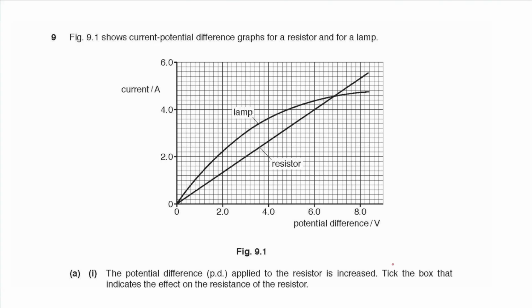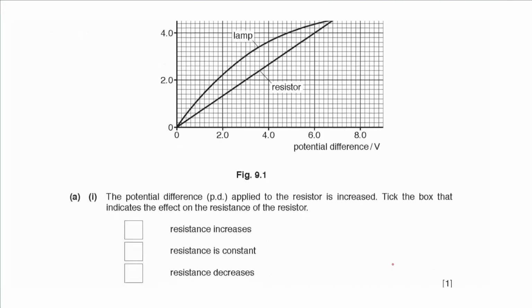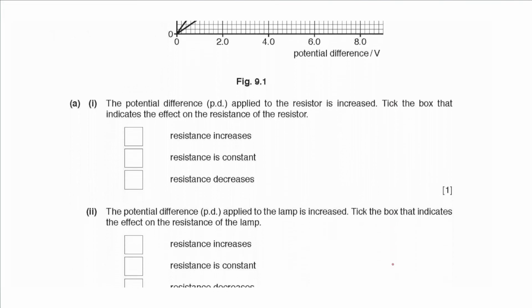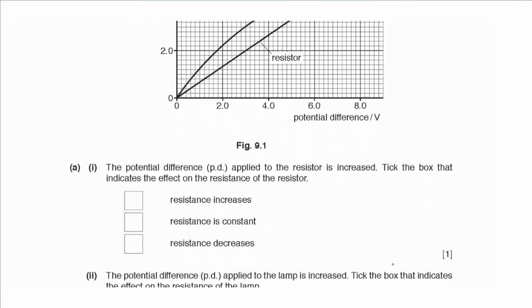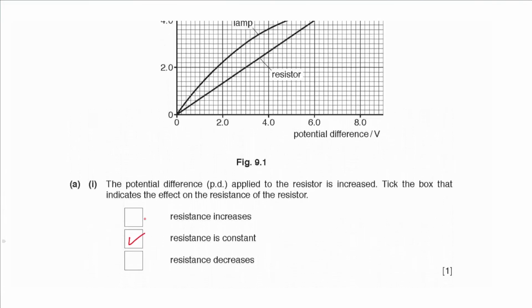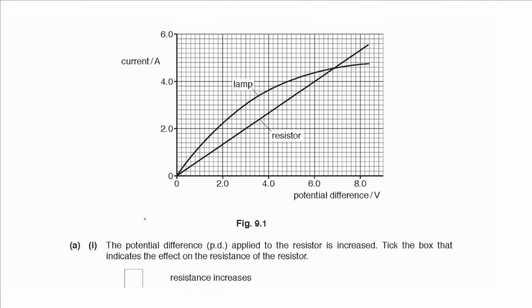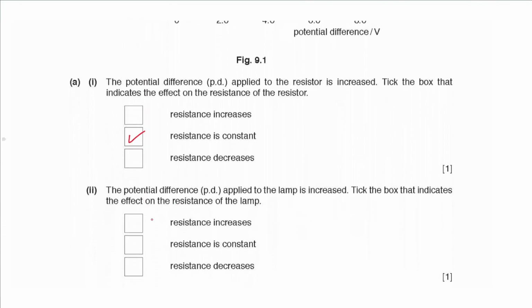Question 9 says figure 9.1 shows the current potential difference graphs for a resistor and for a lamp. Part A I says the potential difference across the resistor is increased. Tick the box that indicates the effect on the resistance of the resistor. For the resistor, we have a straight line, which means that the resistance is constant or does not change. And then again for the lamp, the curve is bending towards the voltage axis. This means that it needs more energy as current increases. So this means that the resistance is increasing.